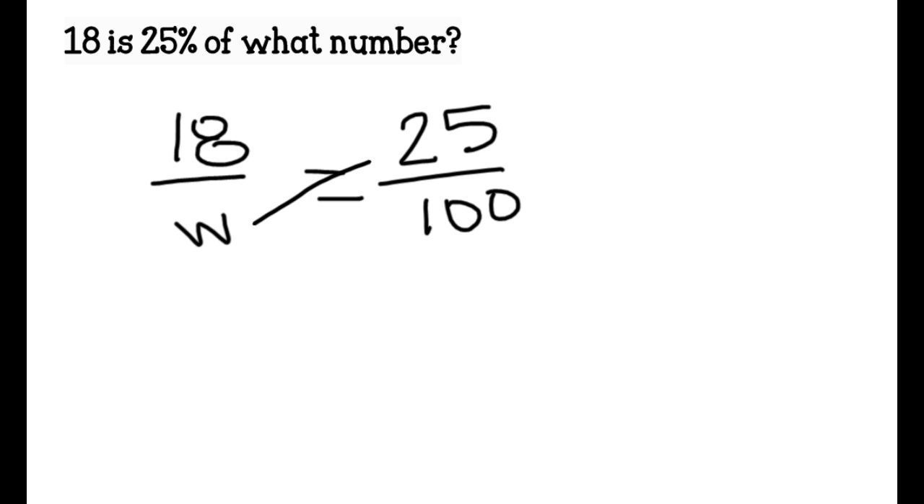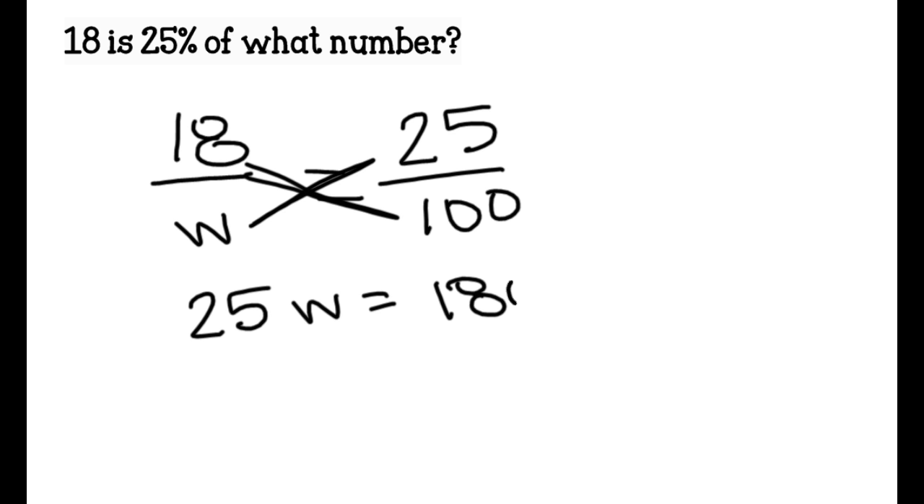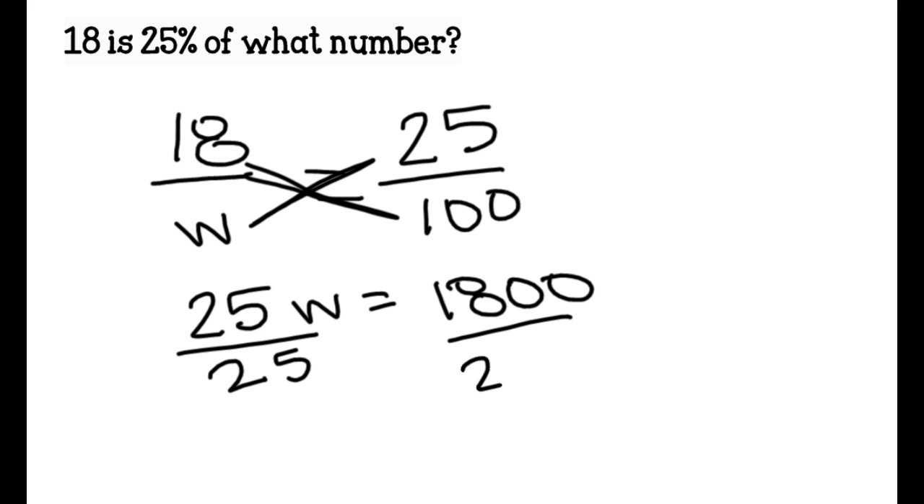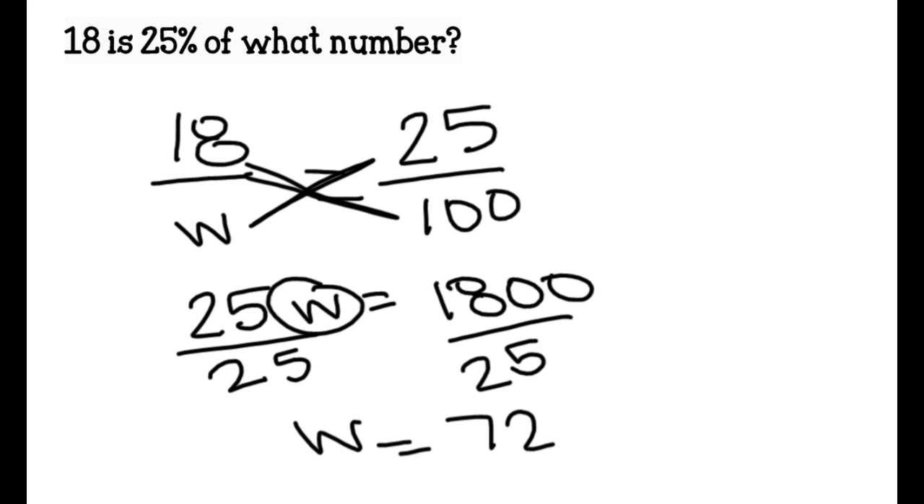So then I cross multiply. W times 25 is 25W. 18 times 100 is 1800. And then I divide by 25 on both sides. And I do that trying to get W by itself. W equals 72. So I circle it, and that's my answer.